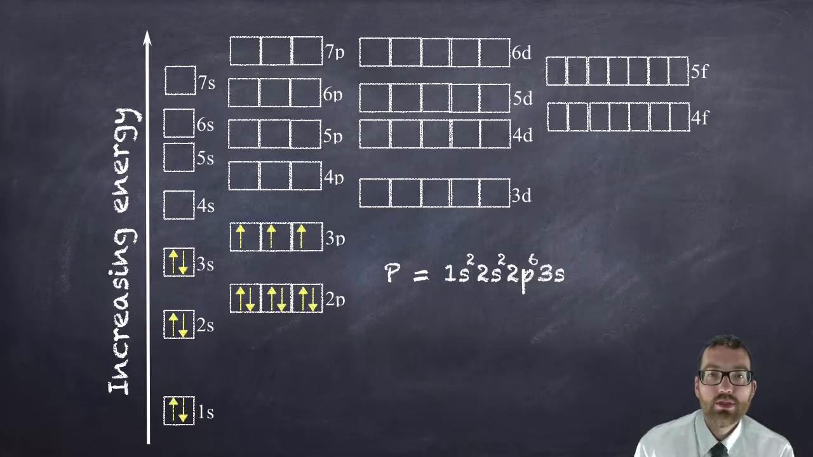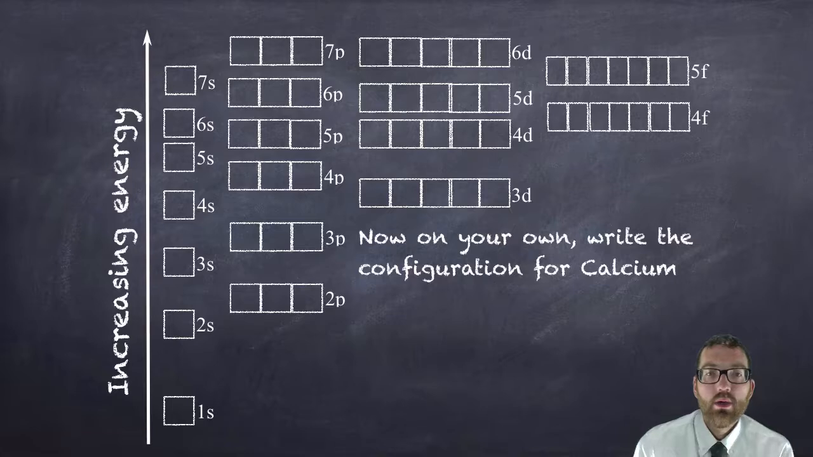The 3s has 2 electrons in it, and then the 3p has 3 electrons in it. So this is the electron configuration for phosphorus. We'd read it like this: 1s2, 2s2, 2p6, 3s2, 3p3. Okay, let's try calcium. So calcium has 20 electrons.